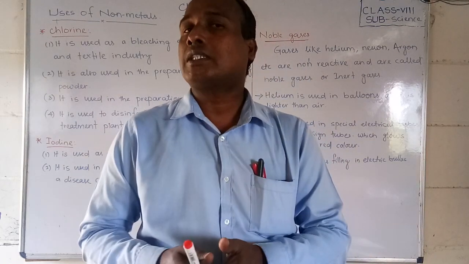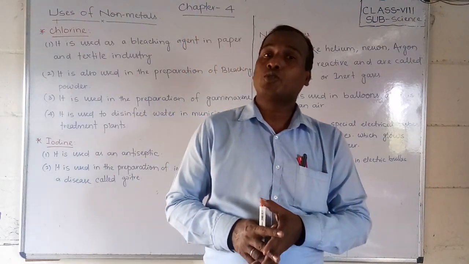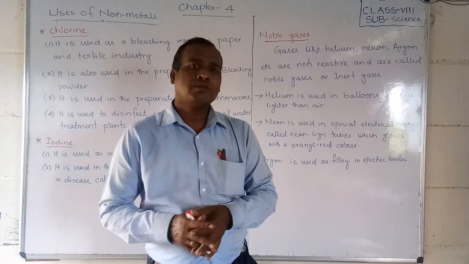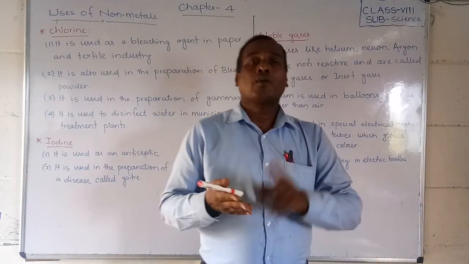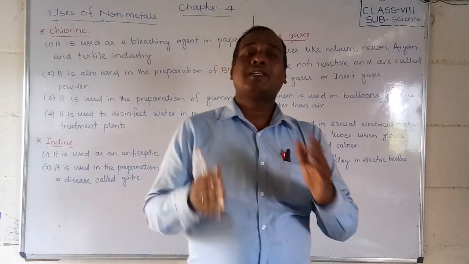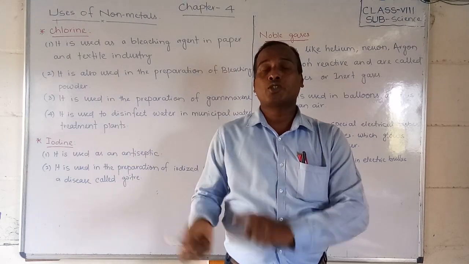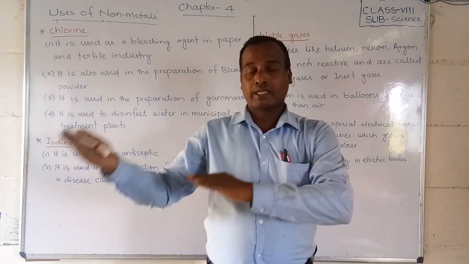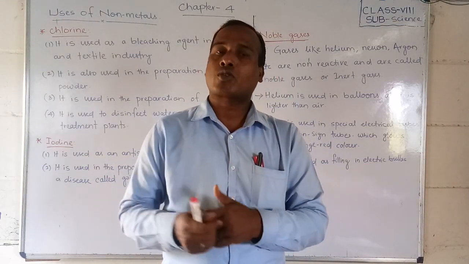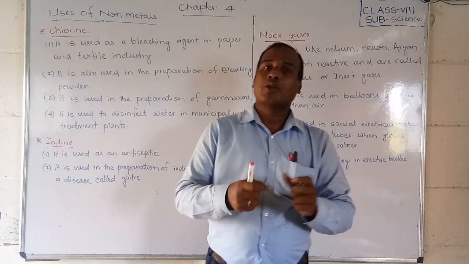Chlorine is also called a halogen group element. What is that, students? Halogen means chlorine, fluorine, bromine, iodine. These are called the halogen group. Halogen means we get them from the ocean, the seashore. So that's why they are called the halogen group.